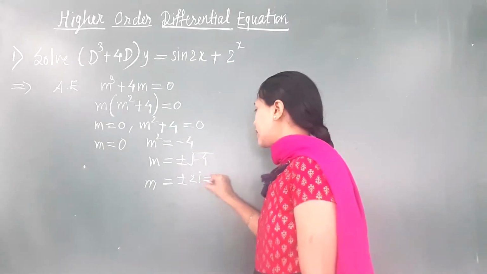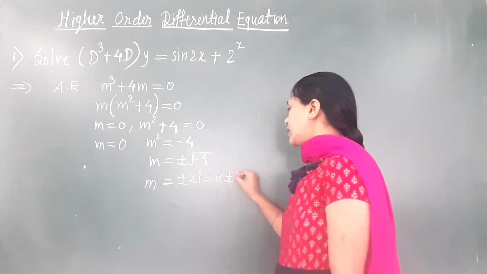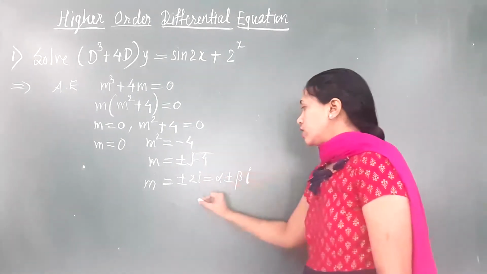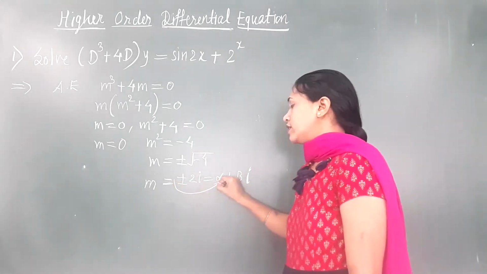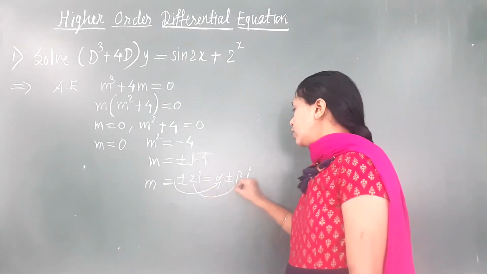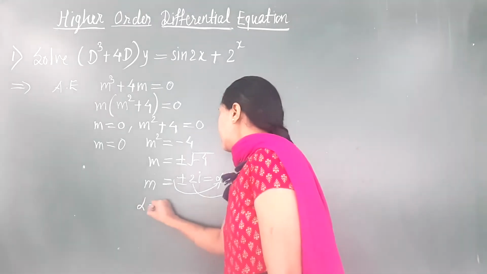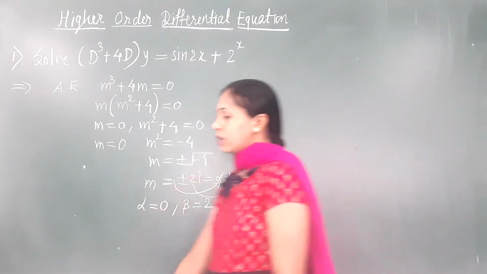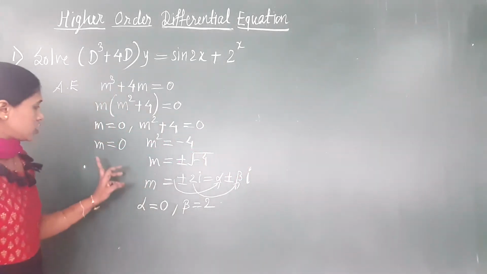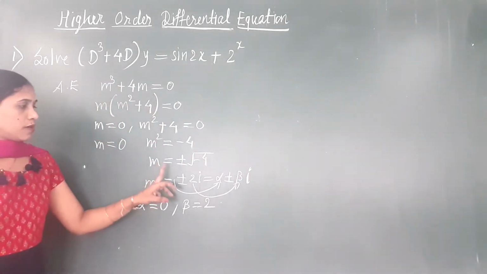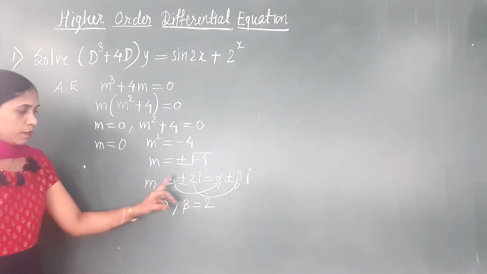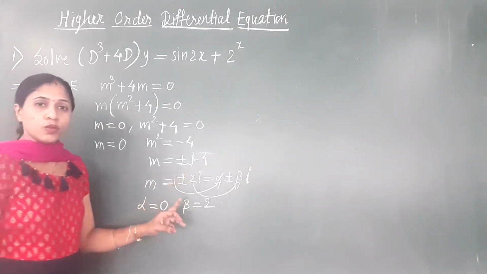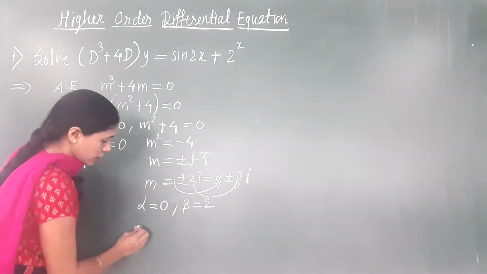So compare this imaginary root with alpha plus minus beta i. What is the value of alpha? Alpha is 0 and beta value is 2. So alpha is equal to 0 and beta is equal to 2. Now here we have three roots. First is m equal to 0, second is m equal to plus 2i, and third is m equal to minus 2i.